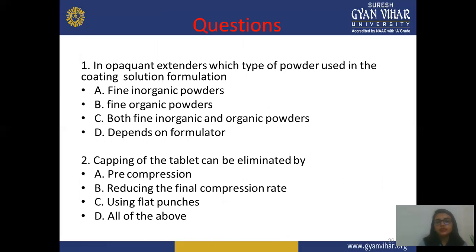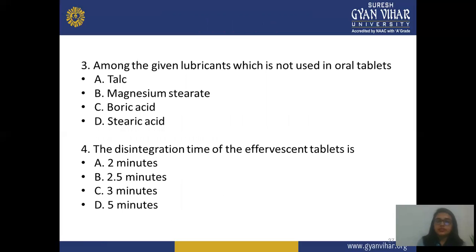Second question, capping of the tablet can be determined by: A, preformulation. B, reducing the final compression rate. C, using flat punches. D, all of the above. Third question, among the given lubricants, which is not used in oral tablets: A, talc. B, magnesium stearate. C, boric acid. D, stearic acid. And in the fourth question, the disintegration time of an effervescent tablet is: A, minimum 2 minutes. B, 2.5 minutes. C, 3 minutes. D, 5 minutes.